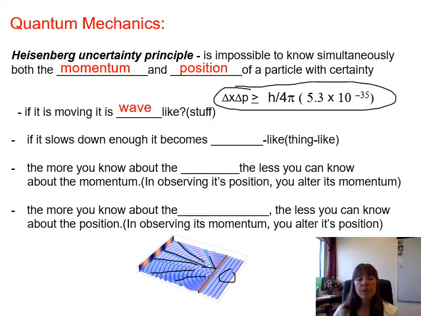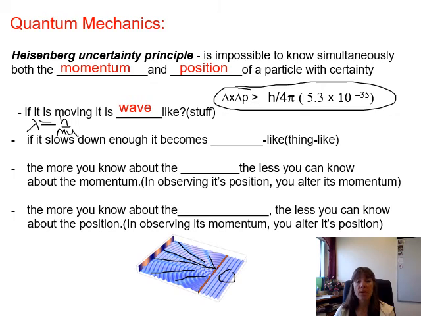If it is moving, it is wave-like. When we have a particle moving, whether it was the bird or the proton or the neutron in those previous questions, if it was moving, it had wave nature. Remember, that was de Broglie's theory here. So we had h over mu, and it didn't matter what it was. If it was moving, it was wave-like. But if it slows down enough, it becomes more particle-like.